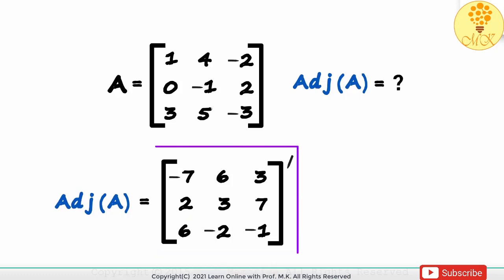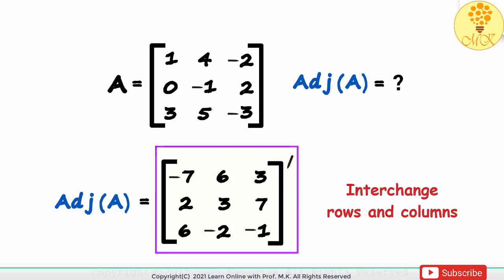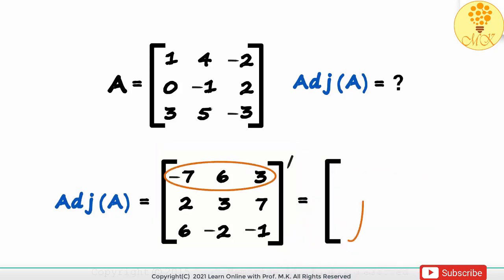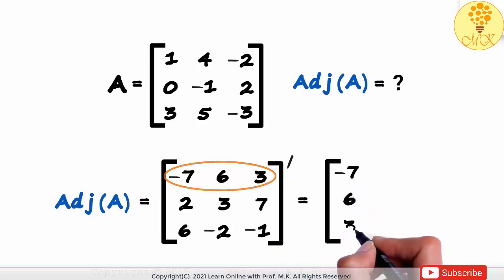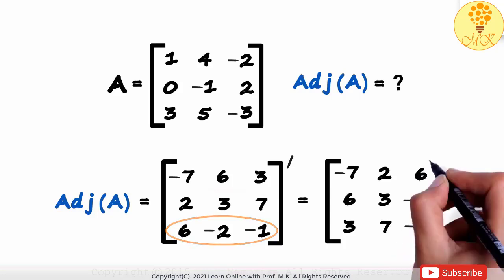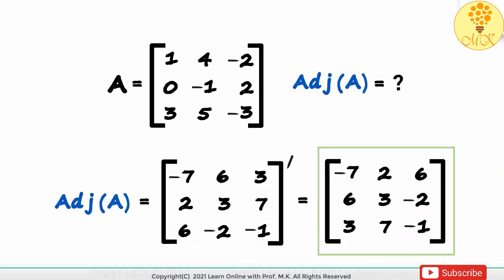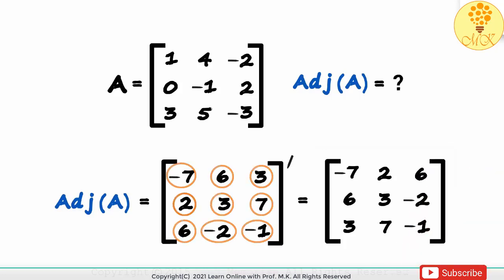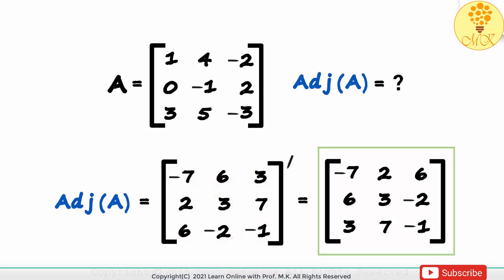This will give us the adjoint of A. Now, how do we find the transpose here? To find the transpose, we interchange the rows and columns. The first row will become the first column: -7, 6, 3. The second row will be written as the second column: 2, 3, 7. The third row will be written as 6, -2, -1. That's the adjoint of A. Find the cofactors first and then the transpose.